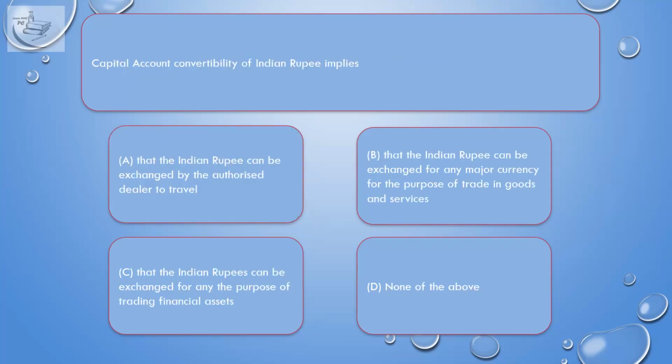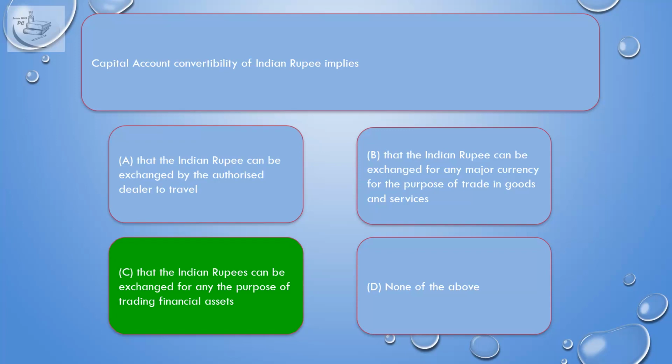Question: Capital account convertibility of Indian rupee implies A. That the Indian rupee can be exchanged by the authorized dealer to travel, B. That the Indian rupee can be exchanged for any major currency for the purpose of trade in goods and services, C. That the Indian rupees can be exchanged for any the purpose of trading financial assets, D. None of the above. Correct answer is C. That the Indian rupees can be exchanged for any the purpose of trading financial assets.